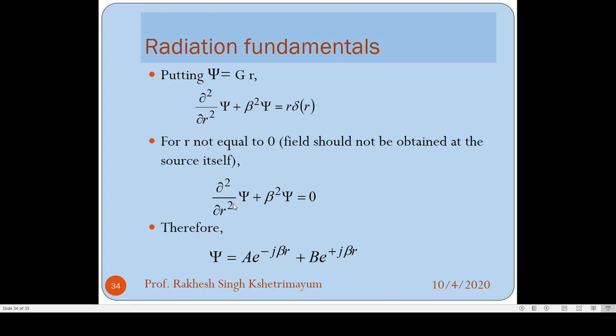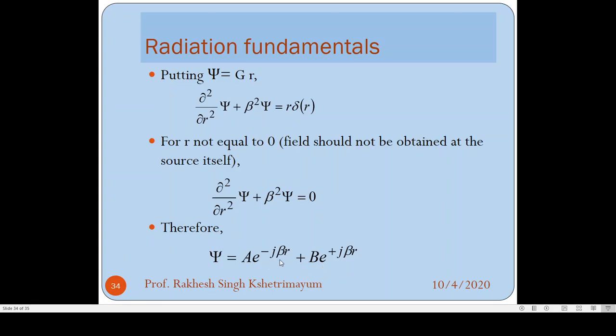So in that case, the previous equation simply reduces to del square psi by del r square plus beta square psi is equal to 0. And you can immediately see that such kind of equation is very familiar to you. It will have a solution of the form a exponential minus j beta r plus b exponential plus j beta r, where a and b are arbitrary constants.